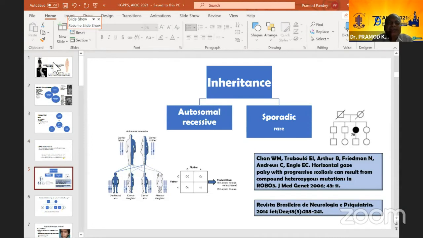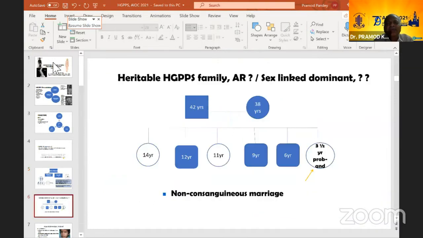Now, inheritance, as I said, is autosomal recessive, and sporadic cases have also been described. I'll be showing one inherited and one sporadic case. Now, I'm showing a family. You have parents who were not affected, unfortunately, and we had 3 daughters and 3 sons. All 3 daughters are affected here and all 3 sons are not affected. So it looks like a sex-linked dominant kind of pattern. It's very peculiar and very interesting.